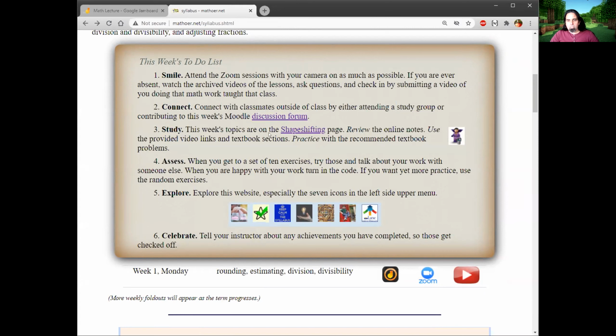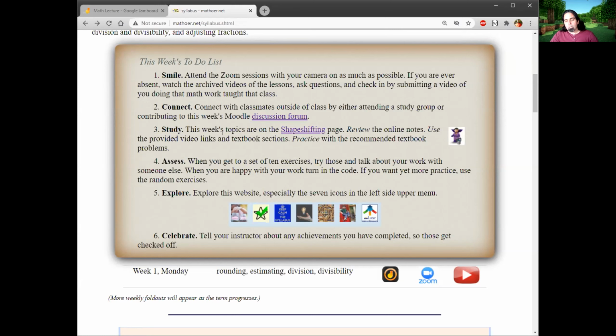Then step 3, study. After every class, I'll send out a long email with links to all of what we did and where they are in the notes. So everything we do, whatever we do today, will be on this one page. So review the online notes. You will see they include video links and textbook sections, so use those. And then practice with the homework problems. This will be easier when you get your textbook, but there's practice problems already on the website.